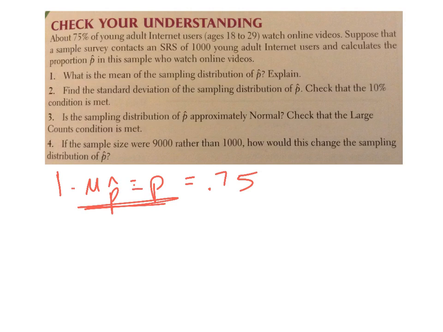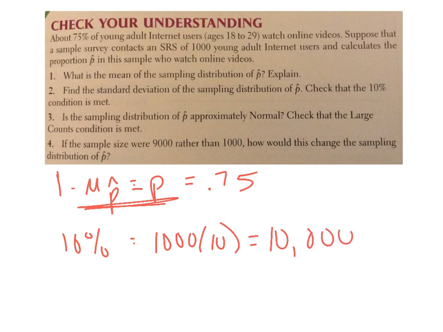Okay, so for number two here, find the standard deviation of a sampling distribution of p hat. Check that the 10% condition is met. Okay, so my 10% condition: if I take these 1,000 young people and multiply that by 10, that means my population has to be 10,000, right? Because 1,000 would be 10% of 10,000. So that means my N would have to be 10,000, my whole population.